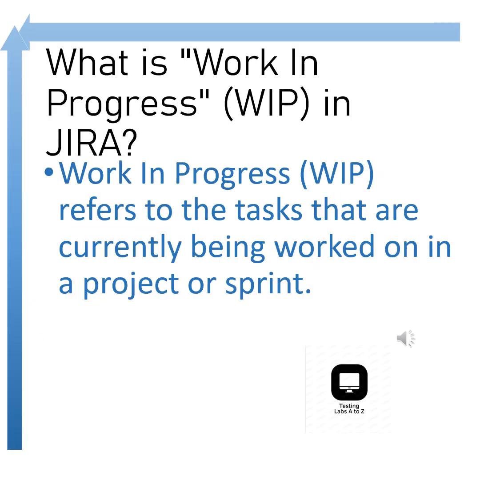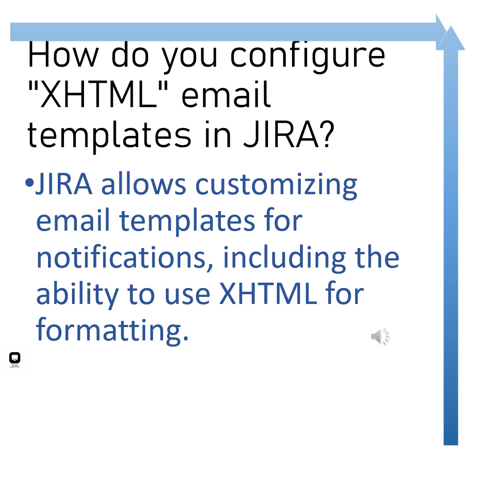What is WIP or work in progress in JIRA? So WIP or work in progress refers to the tasks that are currently being worked on in a project or sprint. So a developer can work on the particular task or user story currently. Once he is done with that, it will go to the completed stage and then it will go to the closed stage. How do you configure XHTML email templates in JIRA?